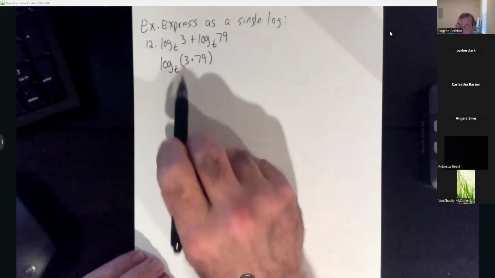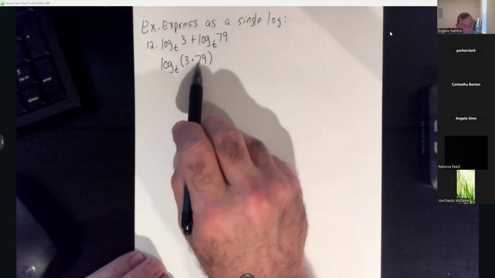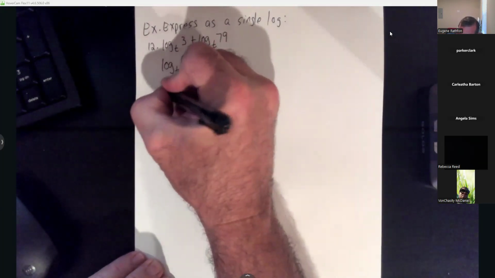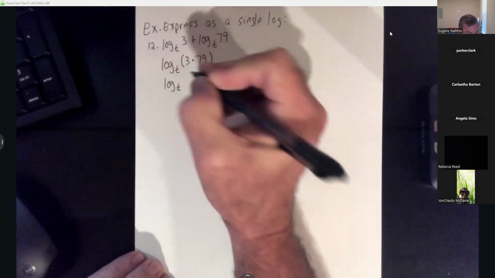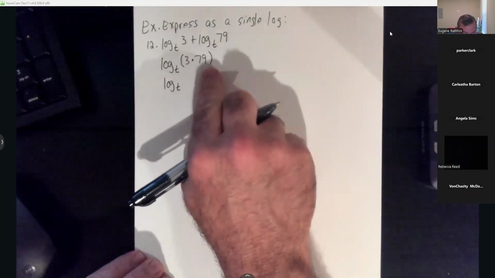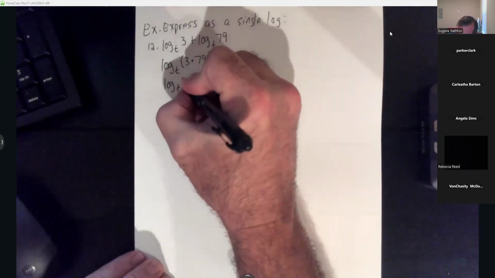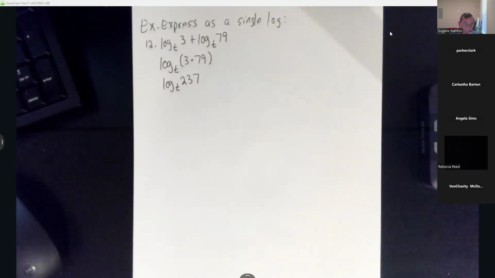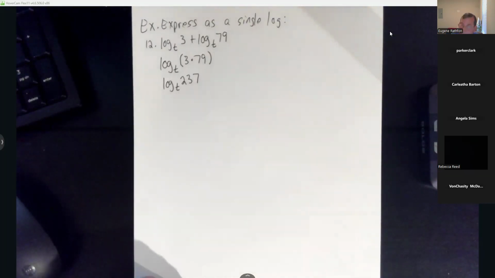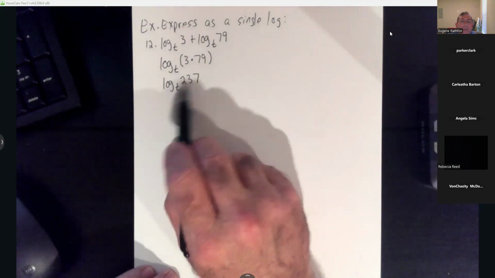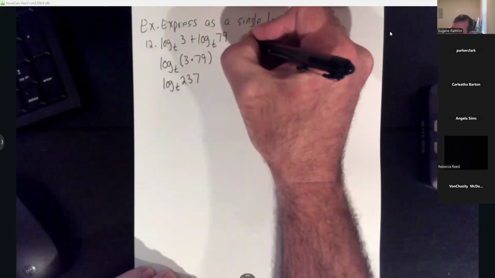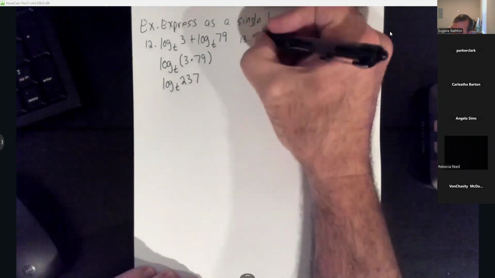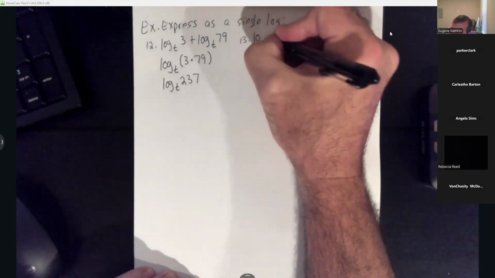Now, MyMathLab wants me to go one more step and actually multiply that 3 times 79. So that'll give me a log base t. Let's see, 3 times 79 gave me 237. All right, so I'm now a single log. Okay, so that's what MyMathLab's wanting us to do. Hit them in reverse.